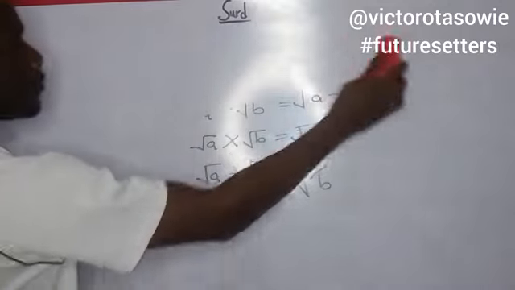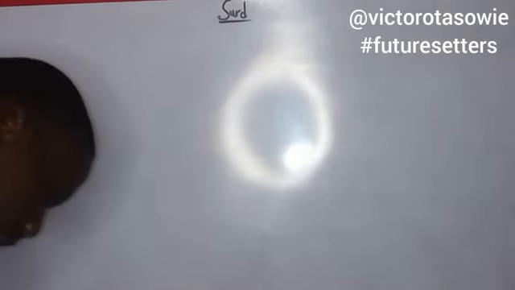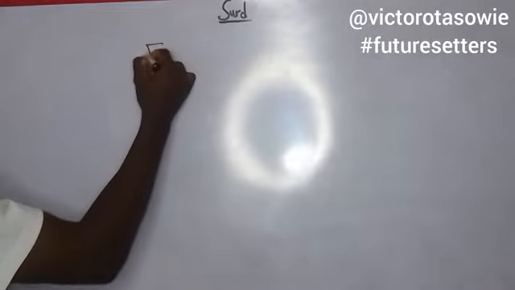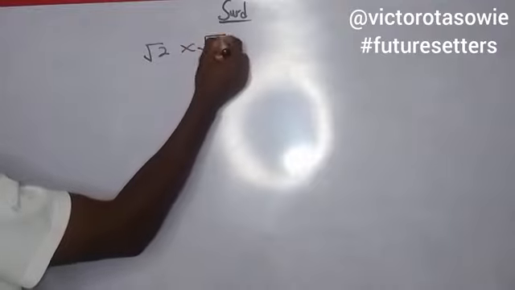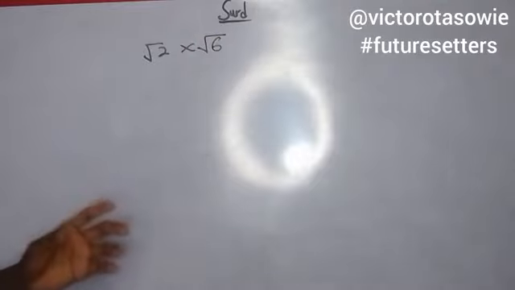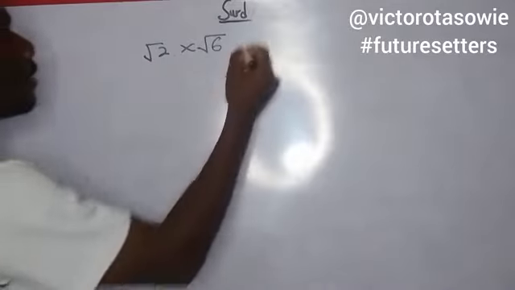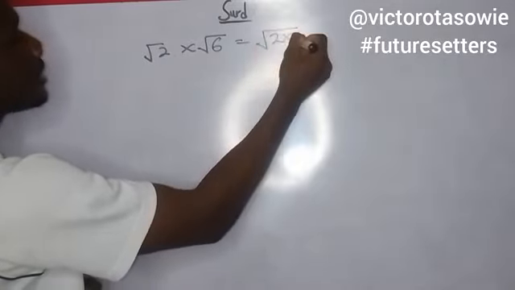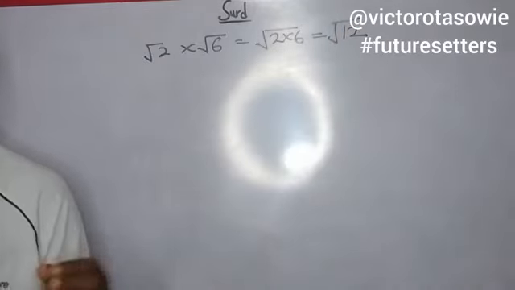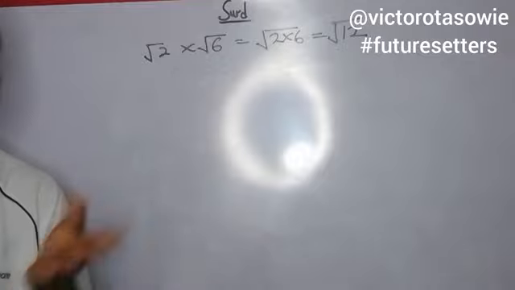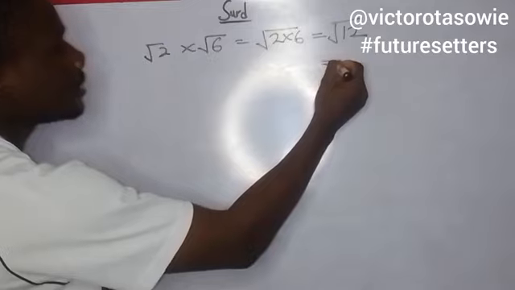Now, we have some questions which we are going to solve together. The first one: simplify root 2 times root 6. Using the knowledge of surd, we can multiply the numbers inside the square root. So we have root 2 times 6, which is root 12. Now, after getting root 12, you will ask yourself a question. How do we analyze root 12? Will root 12 be our final answer? No.